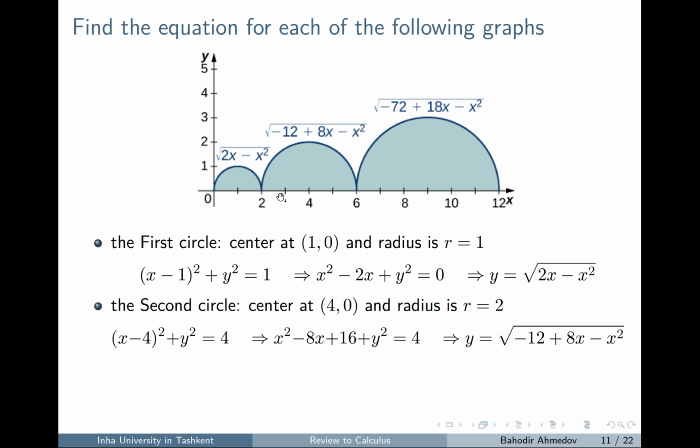So the second semicircle is going to be centered at (4, 0), and the radius is 2 now, right? So I'm just going to put this into the equation. It's going to be (x minus 4) squared plus y squared is equal to 4.